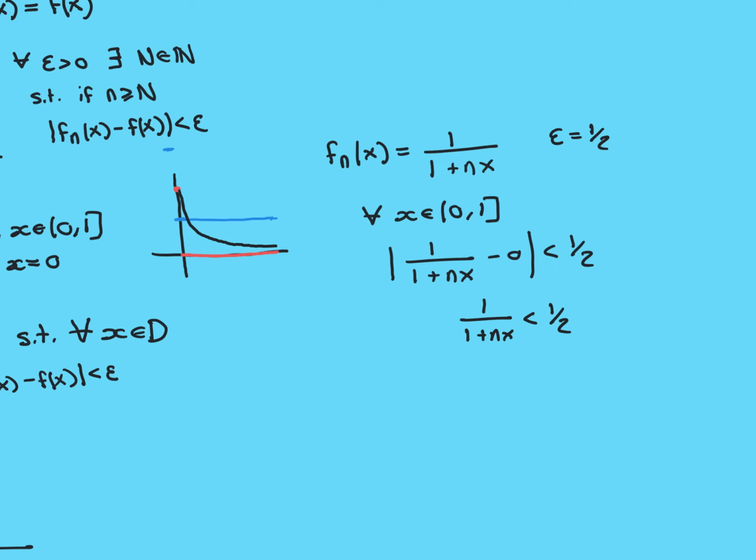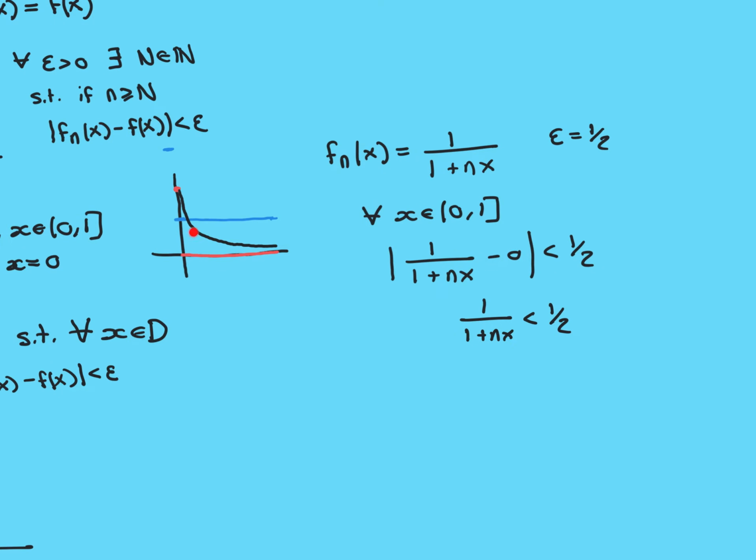So I've simplified this a little bit. I've got rid of the minus 0 because that doesn't have any effect, and then I've got rid of the absolute value signs because this is a positive number anyway. So we are actually trying to find n values such that 1 over 1 plus nx is less than a half for all x in this domain.